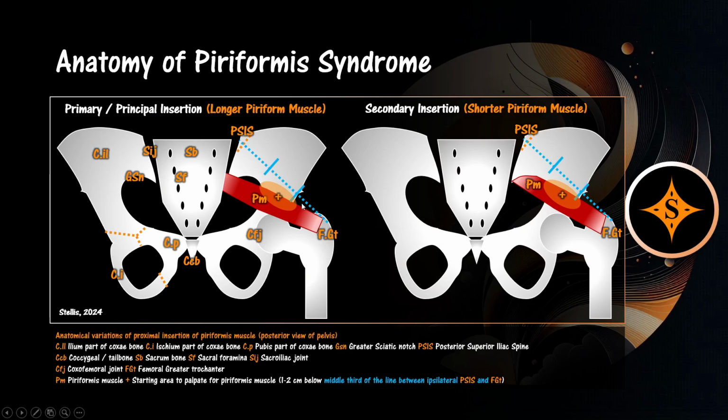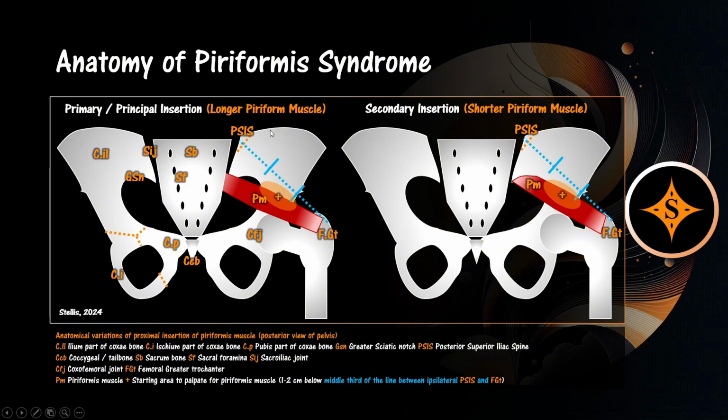In the primary insertion, the piriform muscle is attached to the anterior portion of the sacrum at the level of the second and third sacral foramen, and then the distal insertion is the same between both insertion types. That is the upper edge of the greater trochanter of the femur. The difference is that in the secondary insertion, the proximal insertion of the piriform muscle is actually the greater sciatic notch of the coxal bone instead of the sacrum. And as you can see, this makes the muscle shorter. Therefore, the canals are more prone to being compressed due to not enough expanse of the piriform muscle. So there's less room for the structures to go through.